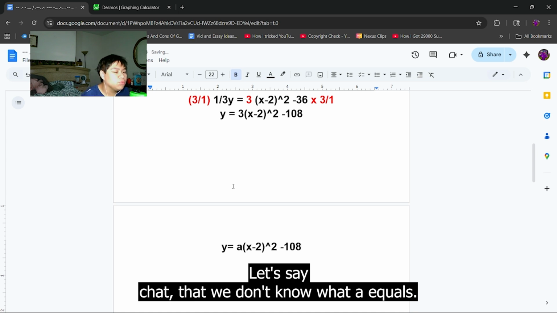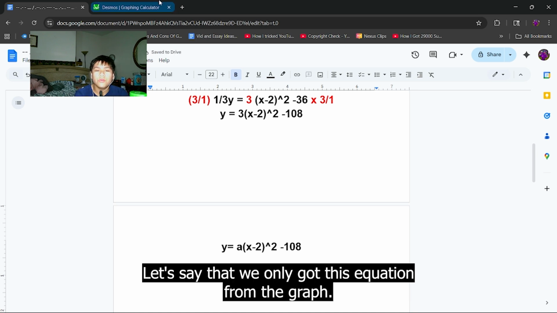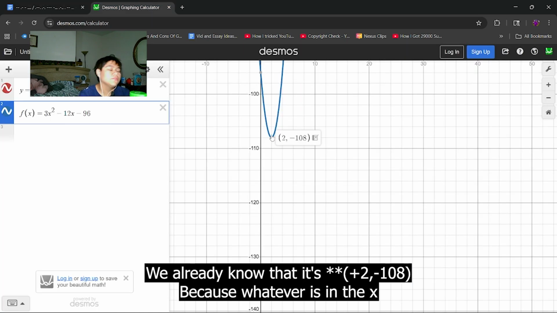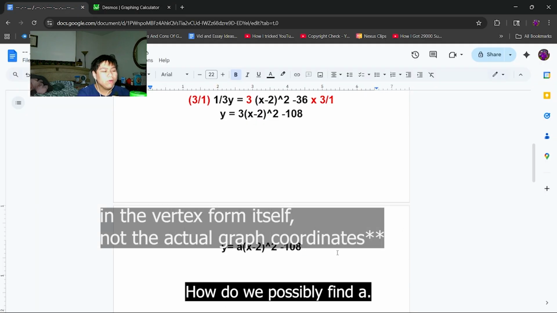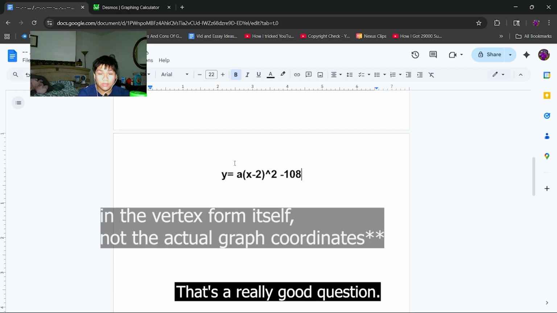Let's say, chat, that we don't know what a equals. Let's say that we only got this equation from the graph. We already know that it's negative 2, negative 108, because whatever is in the parentheses always becomes the opposite sign. How do we possibly find a? That's a really good question.